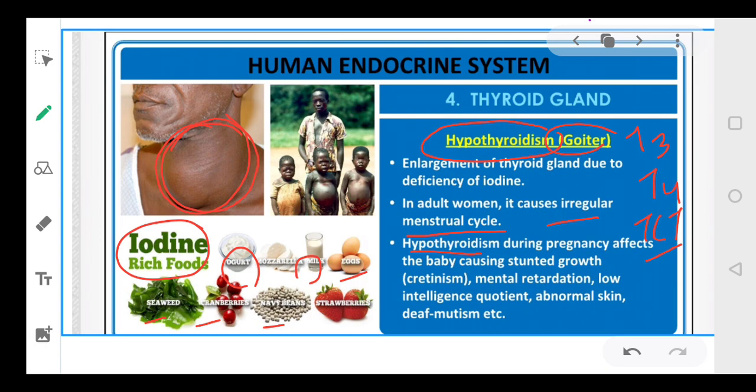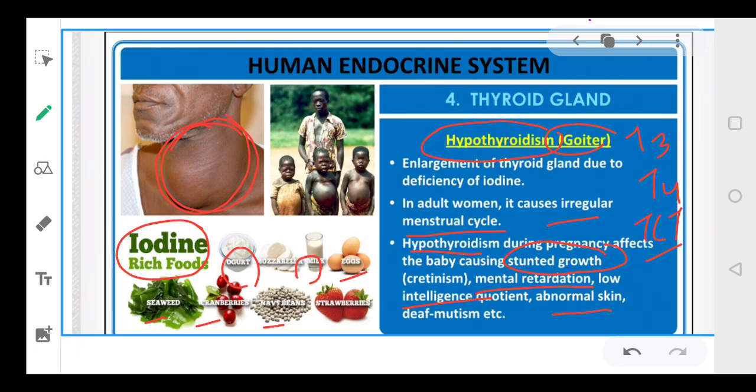Hypo means less. So if your thyroid is not functioning properly, it will not be producing the T3, T4 and TCT hormones. In that condition, that will affect our growth. Growth will be stunted. That will result in mental retardation. The person will have a low intelligence level. The skin will be abnormal, and the person might be deaf also.